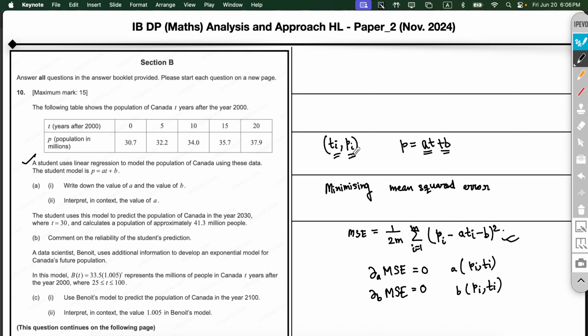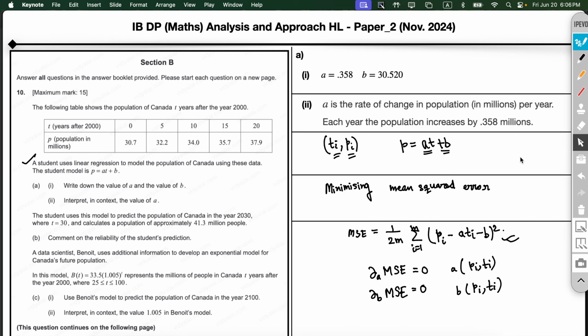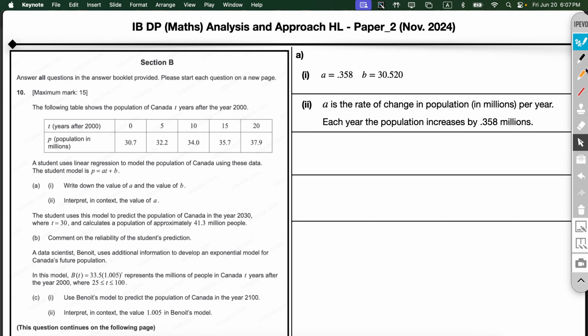So in the GDC, you can solve this and figure out the answers. The answers are, for A, about 0.358, and for B, 30.520. Now interpret in context the value of A. A is nothing but the rate of change in population, in millions per year. Each year, the population increases by 0.358 million. So when you're doing modeling using linear regression, according to the model, each year the population increases by 0.358 million.